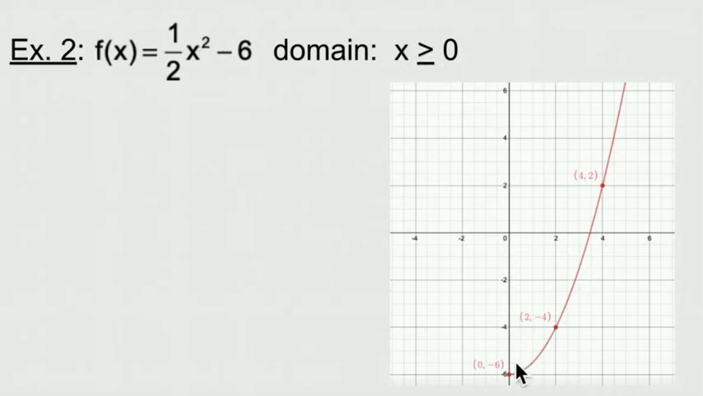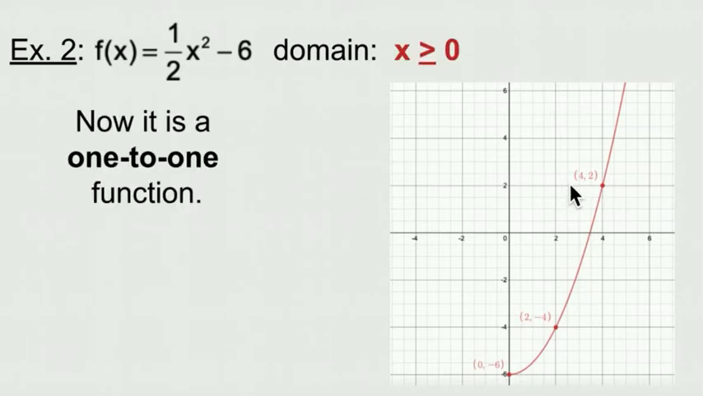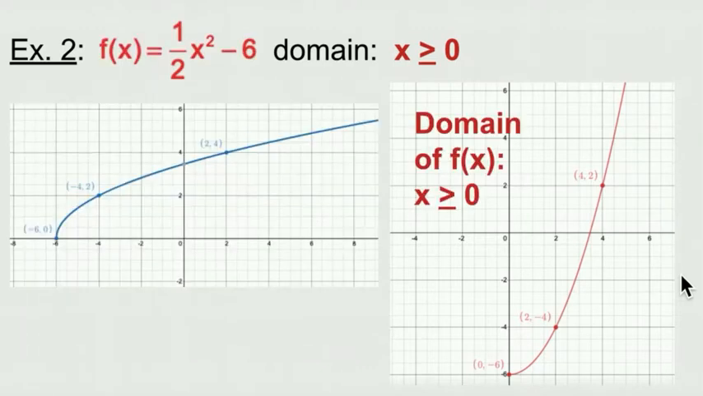So restricting the domain of this function to where the x-coordinates can only be greater than or equal to 0 gives us half of the parabola, which passes the horizontal line test. So now it's a one-to-one function. And now we can find the inverse function. And Mrs. Browning did do that with you in the video that you watched last time.